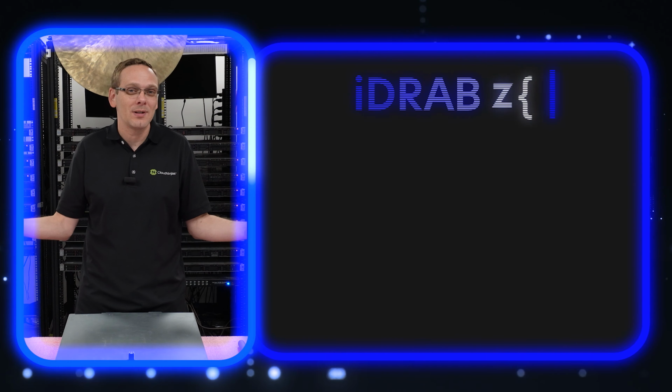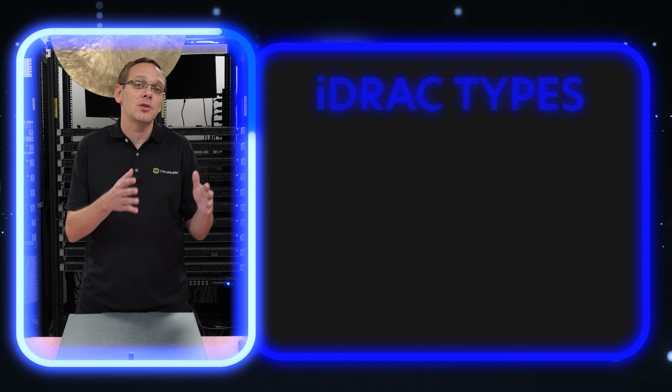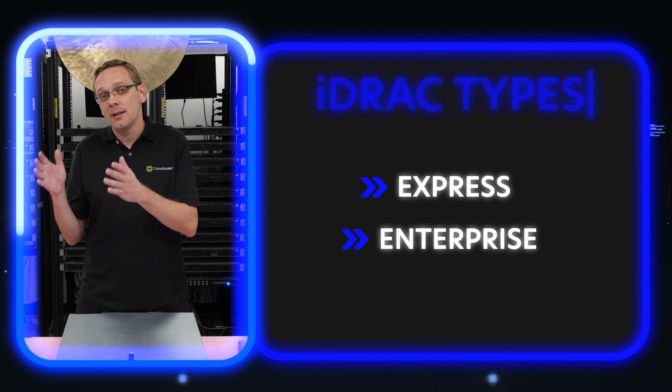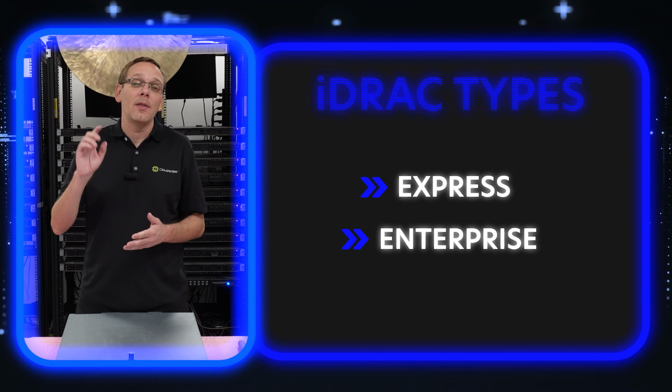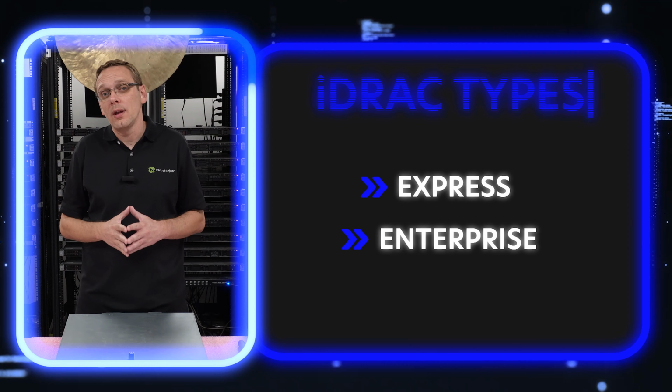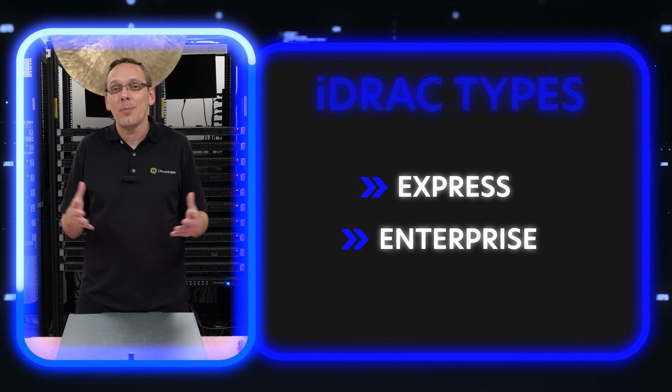And that brings us to what types of licenses there are. Well, there's two main types: Express and Enterprise. And again, Enterprise is the license you want. That's what's going to allow you to remote in from a faraway place. So let's go ahead and hop into all the good stuff right now.